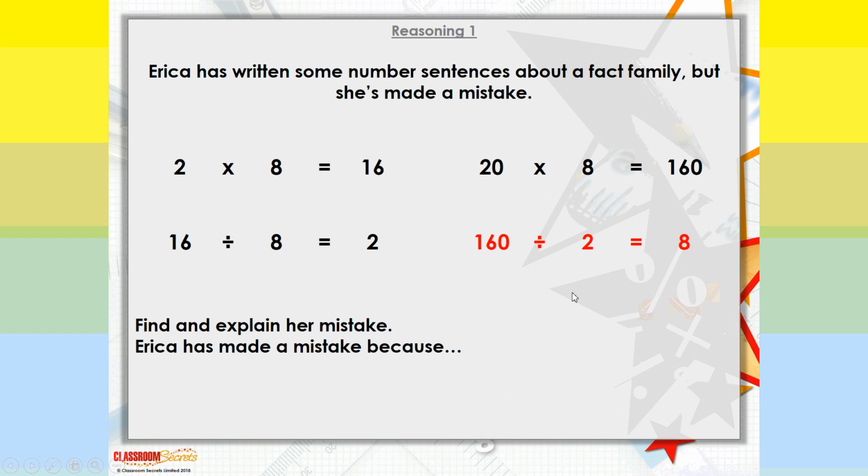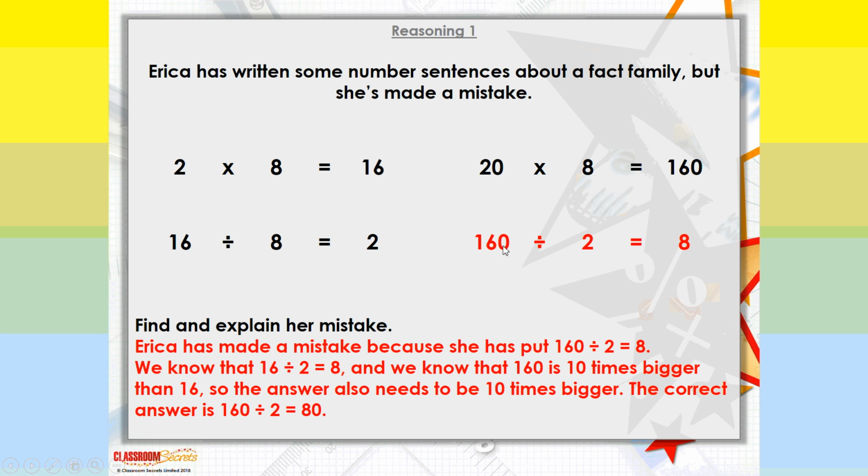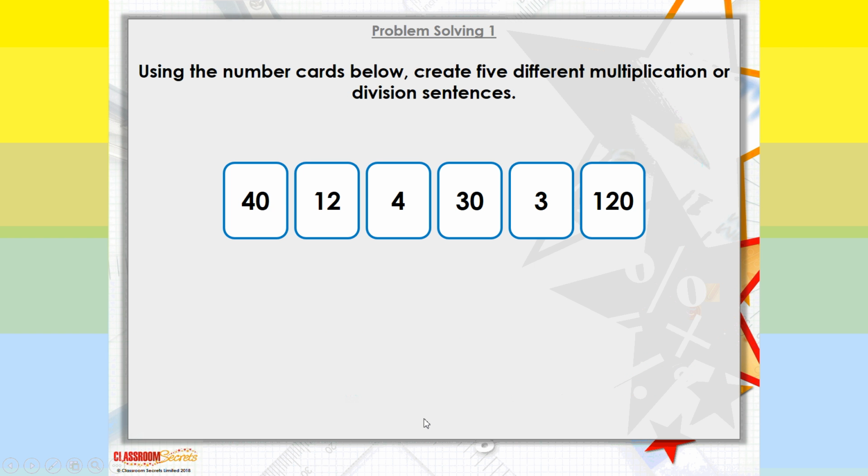Okay, it is this one here. 160 divided by 2 equals 8. Oh, what has she done wrong there? She's made a mistake because she's forgotten to add on that extra 0 there. She's forgotten to move her number one place to the left. She's forgotten to make it 10 times bigger. So the correct answer should be 160 divided by 2 equals 80.